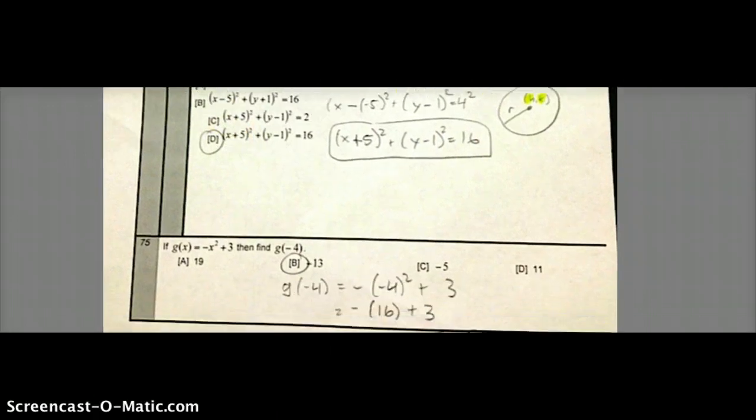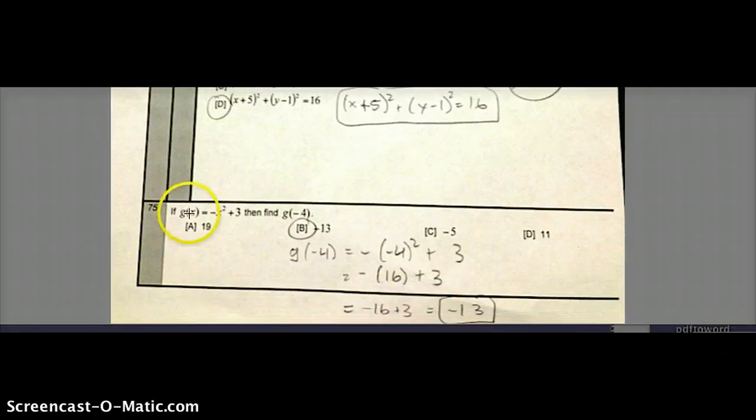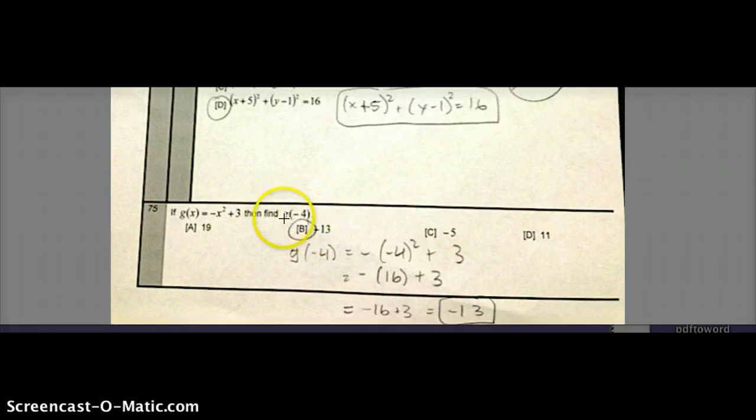Okay, last question. So if g of x equals negative x squared plus 3, then find g of negative 4. Alright, if you remember that these functions, whatever is inside the parentheses is what you want to replace x for. So what is g of negative 4? Well, I'm going to plug in negative 4 wherever I saw the x.